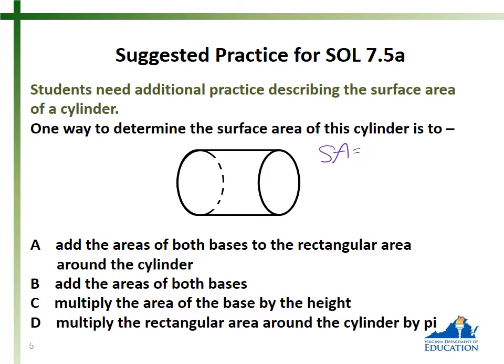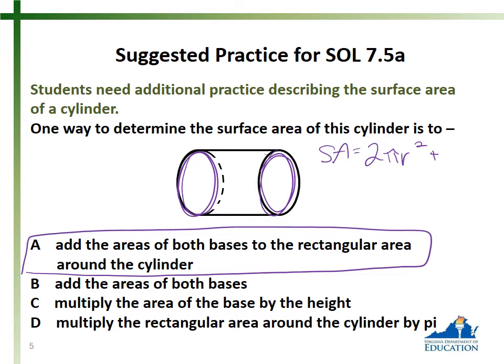And so we can see that it has 2 circles. So I'm going to figure out the area for both of those. That's the same as 2 pi r squared. So pi r squared gives me 1 circle. I'm going to multiply that by 2. Then we're going to add that to this inside part. Actually, when you unfold it, it gives us a rectangle. And so automatically we have A as our answer.